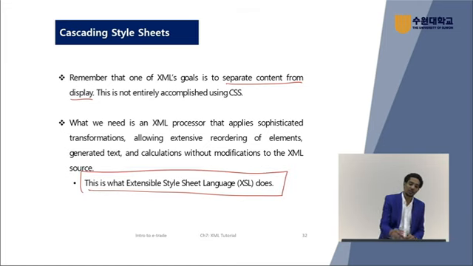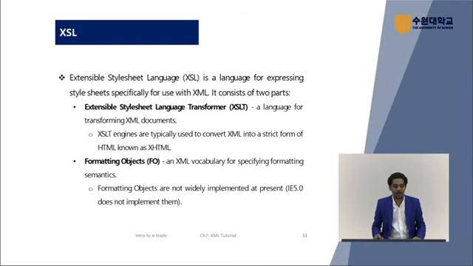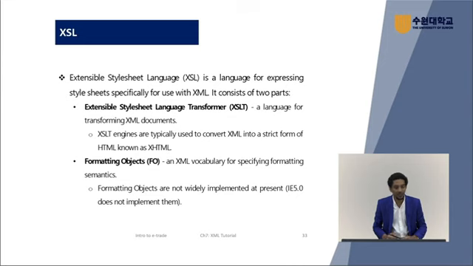So you can use CSS for XML, but more formal and advantageous is XSL, or extensible style sheet, which solves the problems related to using a CSS file in XML. XSL, or extensible style sheet language, is a language for expressing style sheets specifying the use of XML, and it consists of these two parts: extensible style sheet language transformer and formatting objects, right? The transformer is a language for transforming XML documents, and there is an engine that's typically used to convert XML into a strict form of HTML known as XHTML.